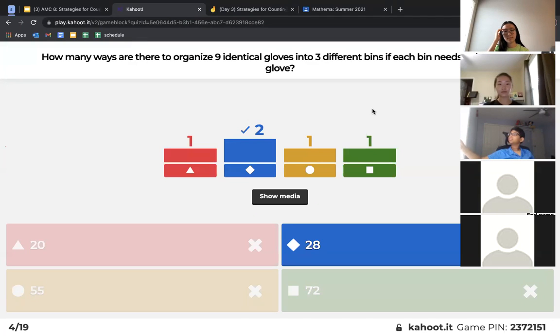Okay, so 9 identical gloves into 3 different bins. So there are going to be 8 places to put the 2 dividers. So 8 choose 2 is going to be 28, because remember, each bin needs to have at least 1 glove. Or you could give each bin a glove, and then do the same method that you used last time. So it'd be 6 plus 2 choose 2, which is 8 choose 2, which is 28.